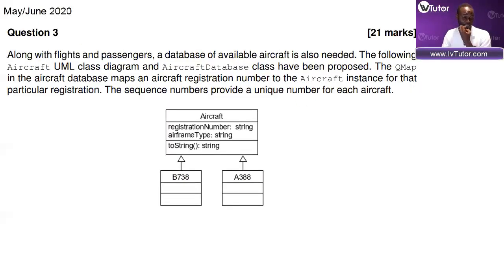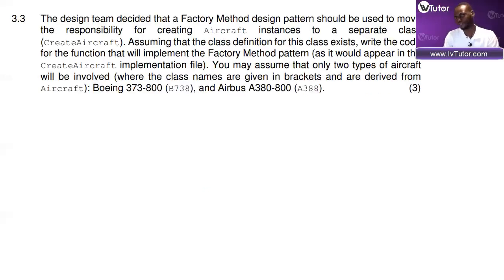Now, remember factory method, 4 things you can do. Apply the UML class diagram, define the factory class, implement the factory, or show us how to get the instance using your factory. Of those 4 things, what is this question asking for? Write the code as it would appear in the implementation file. They want the implementation of your factory, in this case, which is called create aircraft.